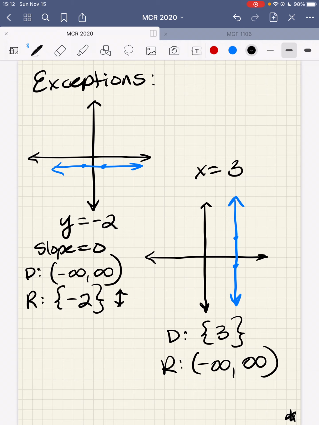And again, as we go ahead and talk about quadratics, the idea of domain and range, as well as being a function or not, is going to play a huge role. So this is kind of an introduction to the idea of domain and range, and I will see you in the next video.